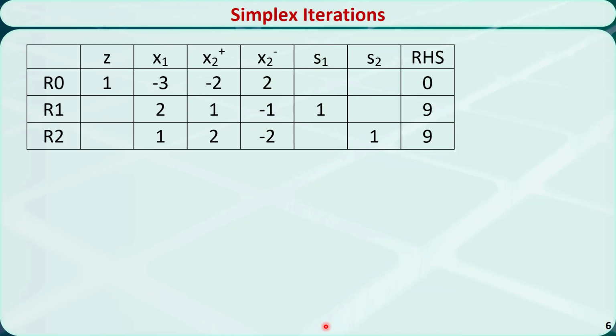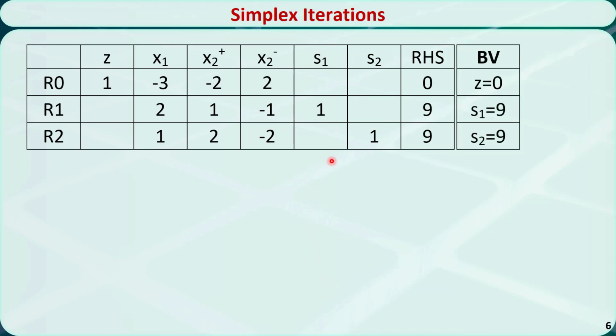In this tableau, s1 and s2 are basic variables, and others are non-basic variables. Let's set non-basic variables to 0 and solve for basic variables. s1 is equal to 9, s2 is equal to 9, and z is equal to 0. The entering variable will be x1 because it has the most negative coefficient in row 0.